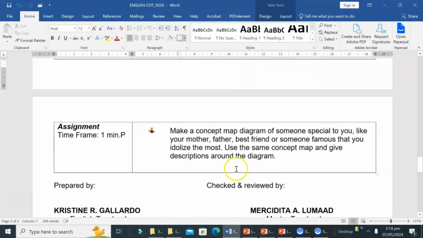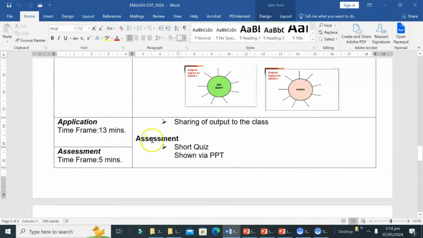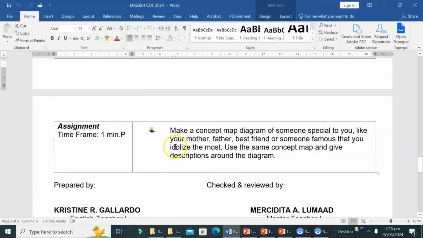Right, so right after the 10 minutes, the application, it's more on the students' analysis. So they have to apply it already. So they will be sharing their output to the class. And then in the assessment, a game-based quiz para mas interesting and captivating to the students. And of course, I have here my assignment.